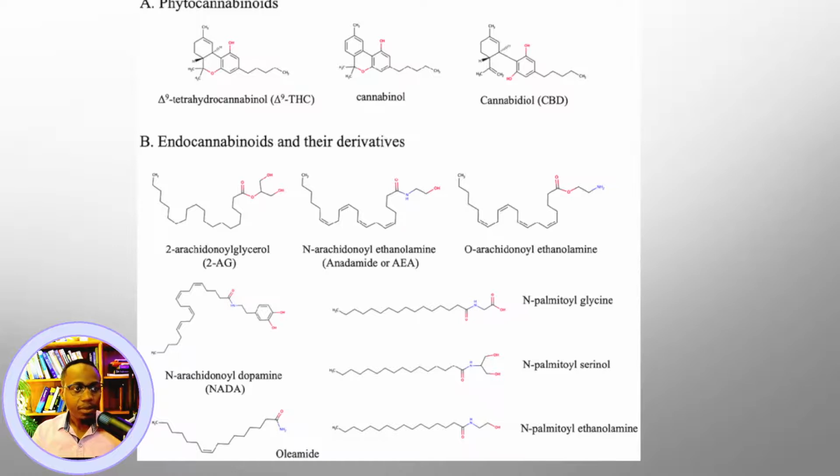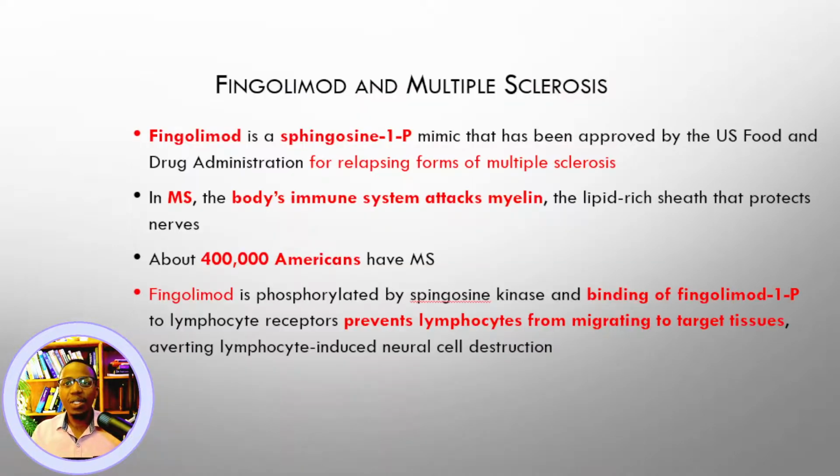All right. So another good example is fingolimod and multiple sclerosis. And this is a sphingosine, right? Fingolimod is a sphingosine 1-phosphate mimic, right? And it has been approved by the FDA for multiple sclerosis, right? So it's a lipid mimic that has been approved to treat MS, and MS is a very, very devastating disease.